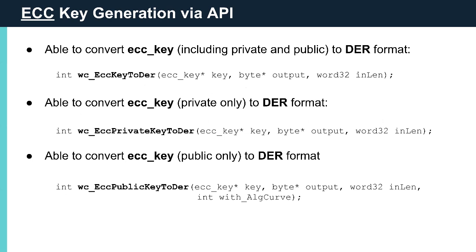If you want to convert the ECC key structure, including both the private and public key components, into a DER encoded array, you can do that using wc_EccKeyToDer. That'll take in the key structure and output that into an output array. If you want to convert only the private key into a DER format, you can use ECC private key to DER. And if you only want to export the public component to DER format, you can use ECC public key to DER. That last public key to DER has a fourth argument, which is either true or false, depending on if you want us to export the algorithm curve information prepended to the key or not.